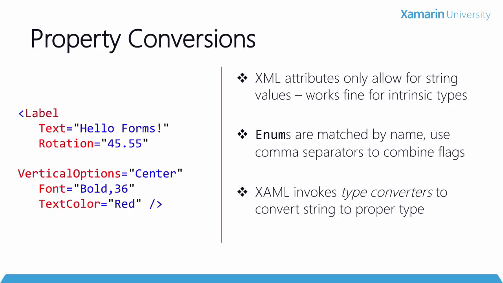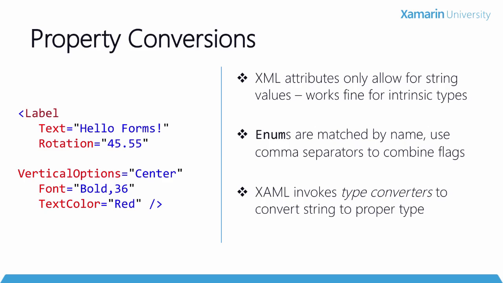An interesting thing happens with properties. You might have noticed that we use strings to set the property values. This is the only valid thing we can use for an XML attribute value. However, in most cases, the actual property value is not a string at all. Here you can see 5 properties being set, each with a different type. The label's text is a string. There's no conversion necessary in that case. The rotation property is a double, which can be converted from a string. The vertical options is an enumeration type, and it's matched to the name.